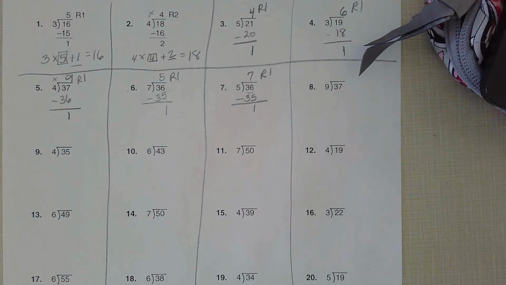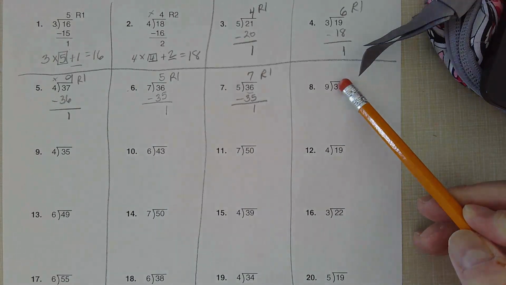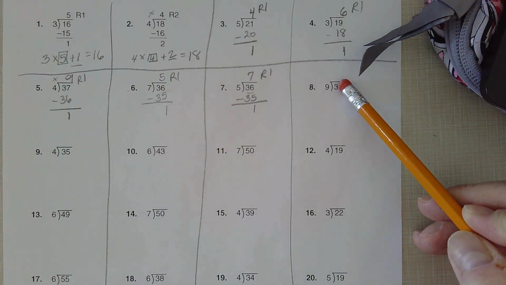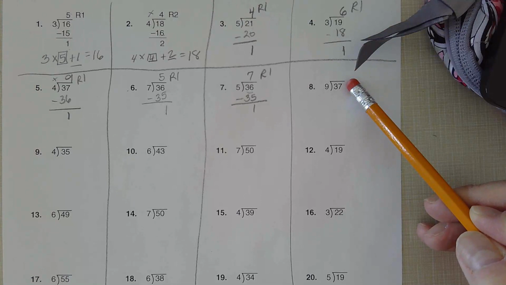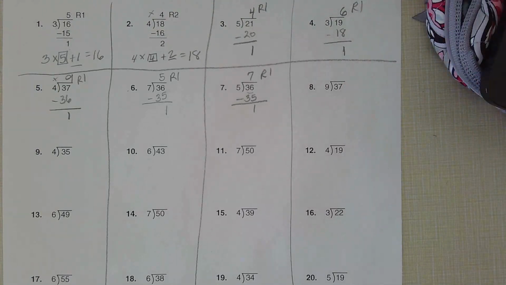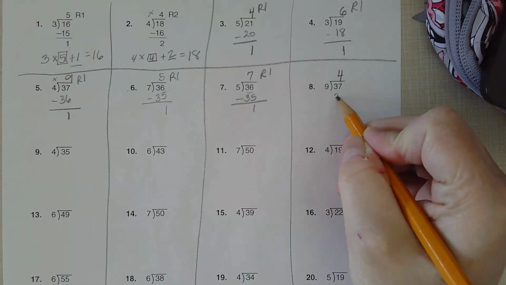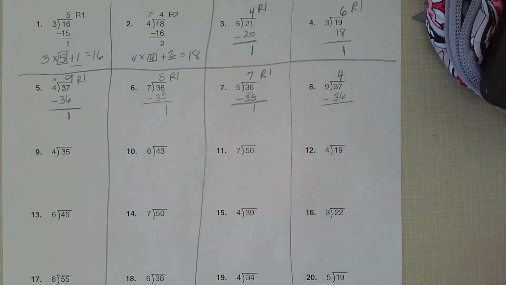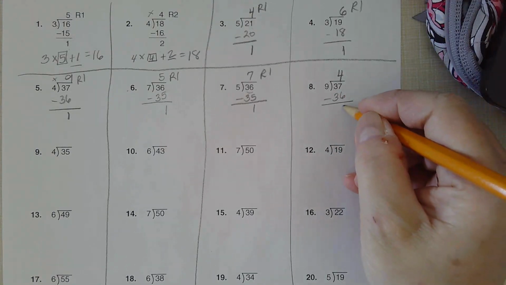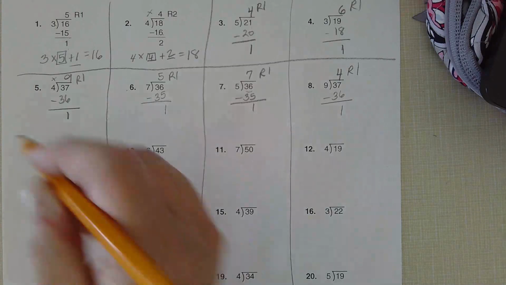Next one. Can 9 be divided into 3? No. 3 can be divided into 9, but 9 cannot be divided into 3. Can 9 be divided into 37? Yes. How many times? Well, 9 times what number is as close as possible to 37? 4. So we put our 4 up here. 9 times 4 is 36. And we subtract. 7 minus 6 is 1. So we have 4 with a remainder of 1.